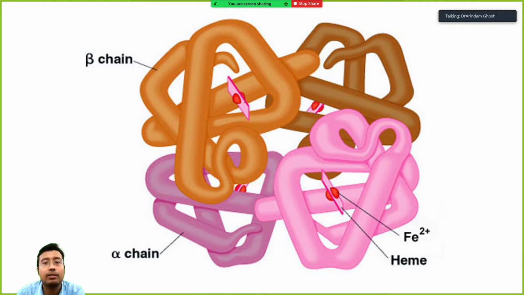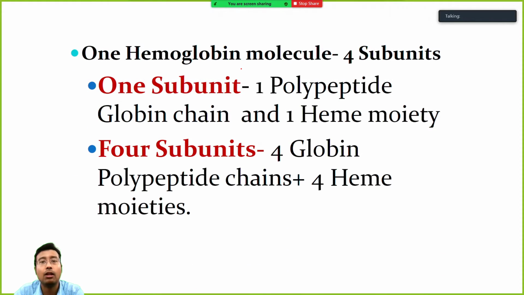You can see there is a central ferrous iron in each heme group. So each has a globin chain along with a central heme, and in the central heme there is a ferrous iron. Again, let us recap. I will be repeating the same thing many times. It may sound boring, but it is just for your proper recollection.